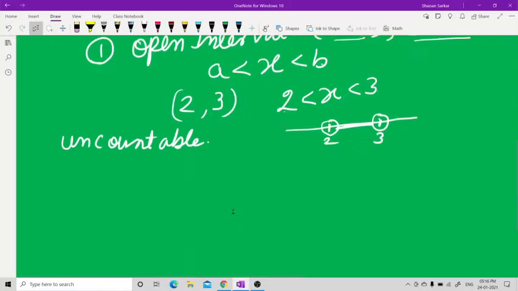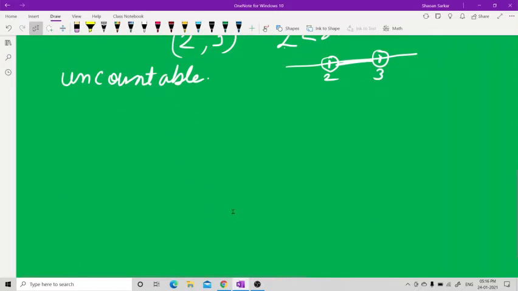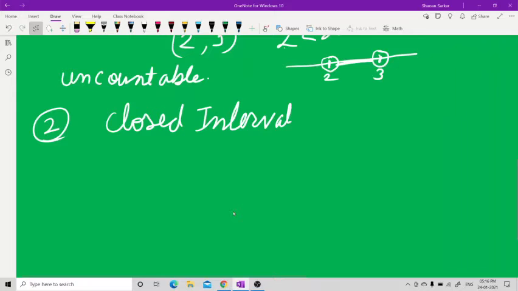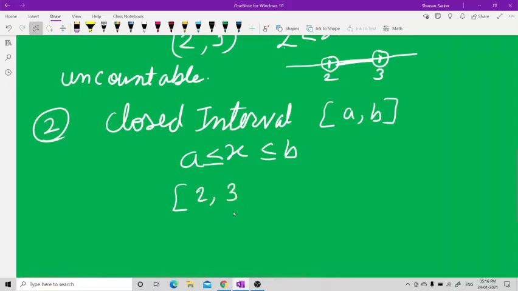Okay, now this is one type of interval. Now let us see the second type, the closed interval. A closed interval is always written like this, [a, b]. That means x will take a also and take b also. For example, let me take the same example, [2, 3]. Now x will be 2 and more than 2, and 3 and less than 3. Now this is 2, this is 3. We will take everything between 2 and 3.